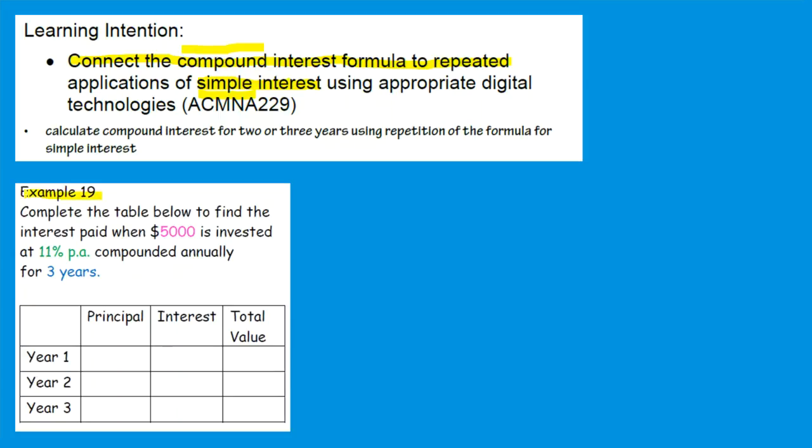Example 19 says complete the table below to find the interest paid when $5,000 is invested at 11% per annum, interest compounded annually, for 3 years.